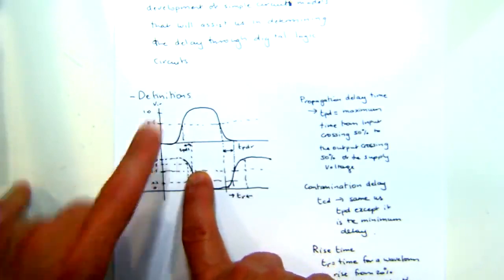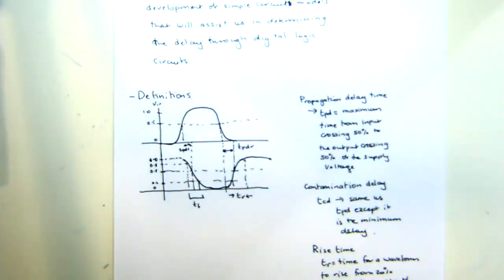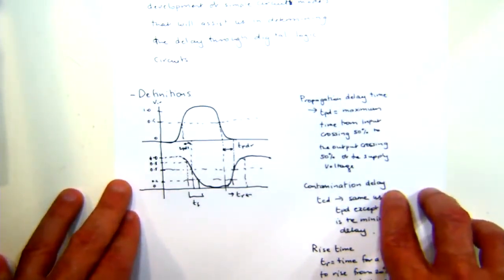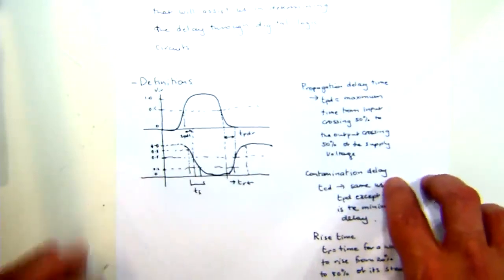Now, there's also a definition of something called contamination delay. Who's actually heard of contamination delay? Okay, good. Essentially, when we're working out the propagation delay, it's usually the largest. When we say propagation delay, we're usually referring to the largest amount of time it takes between the input going to 50% and the output hitting 50%. But you can also think of situations where you ask what's the minimum time for which that happens. So it's the same thing, but instead of looking at the maximum, you're looking at the minimum.